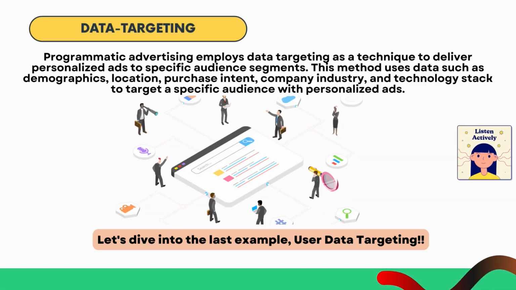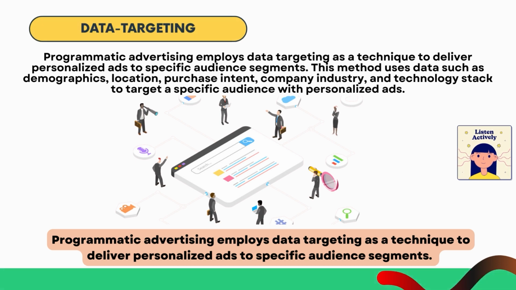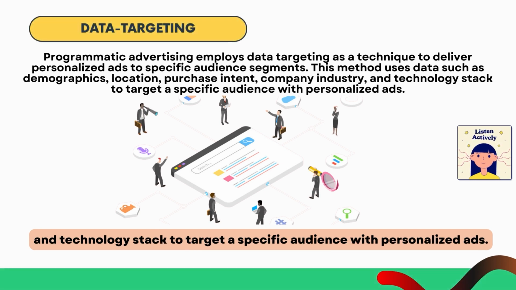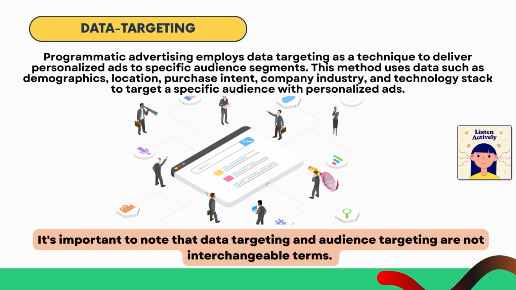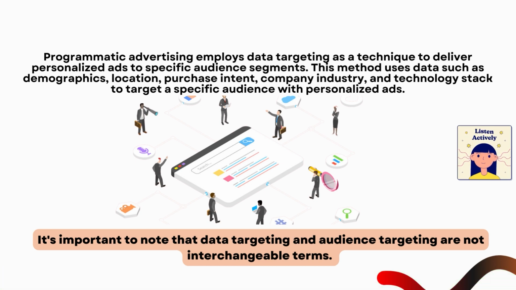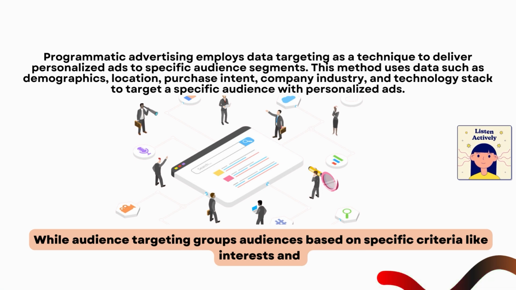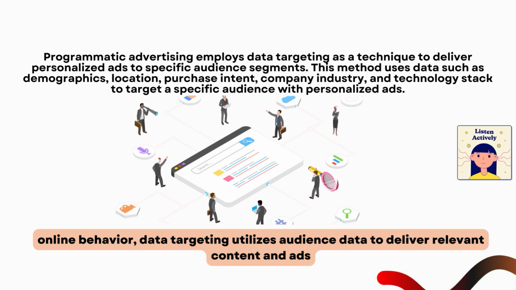Let's dive into the last example, user data targeting. Programmatic advertising employs data targeting as a technique to deliver personalized ads to specific audience segments. This method uses data such as demographics, location, purchase intent, company industry, and technology stack to target a specific audience with personalized ads. It's important to note that data targeting and audience targeting are not interchangeable terms. While audience targeting groups audiences based on specific criteria like interests and online behavior, data targeting utilizes audience data to deliver relevant content in ads.